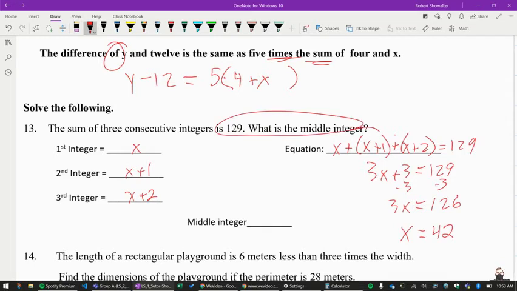Ooh, what's the middle integer? Is 42 the answer? Is 42 the middle integer? No, 42 was x. So that is the first integer. The middle one is 1 plus that. So we take that and we add 1 and we get 43. That's what we get. Middle integer, 43. Yeah! Let's do number 14.